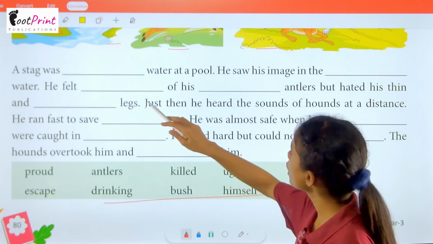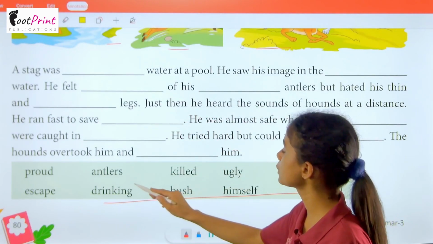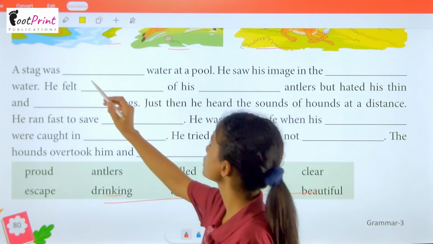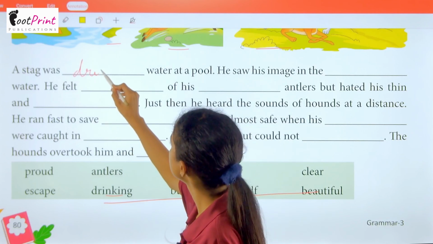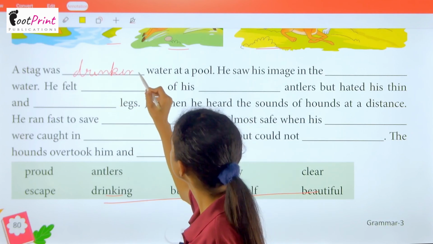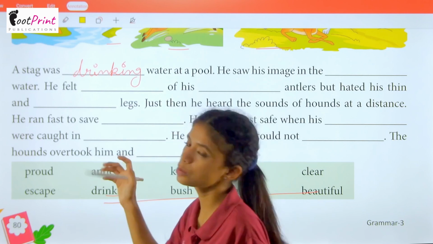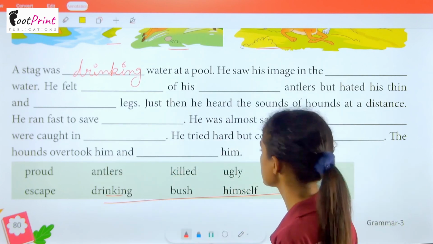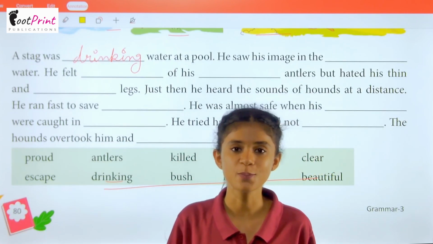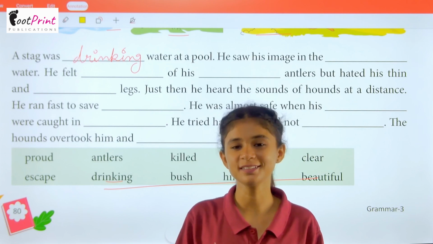A stag was dash water at pool. What was the stag doing? Drinking water at pool. So, just like this, you have to fill in these words and the story will be complete. So, practice this and we are done with the book.